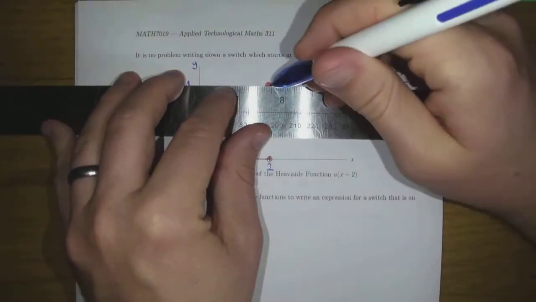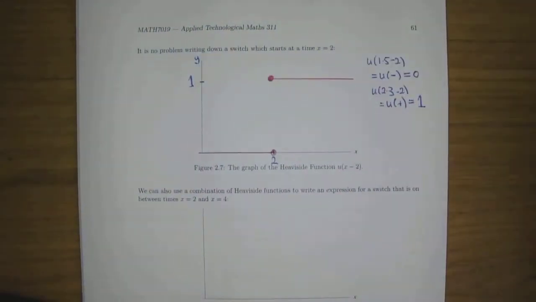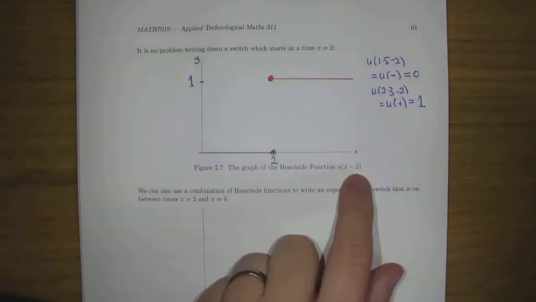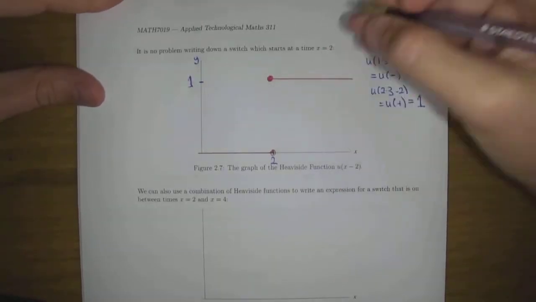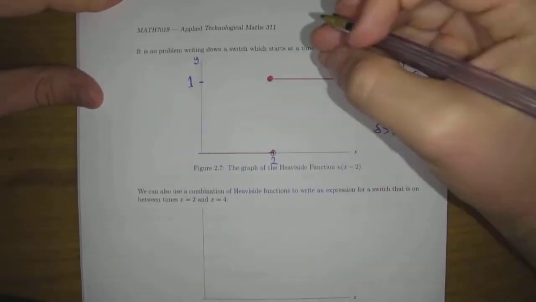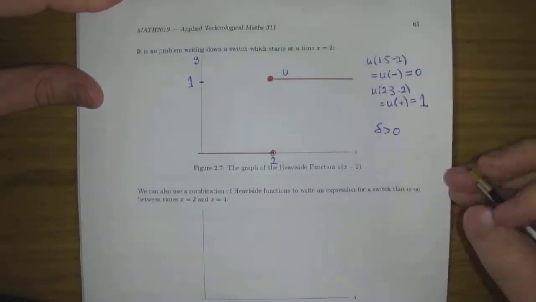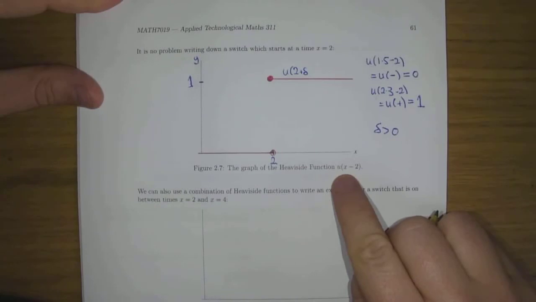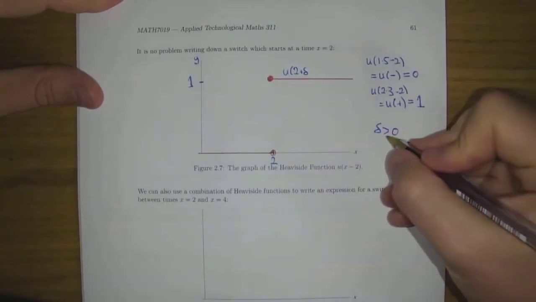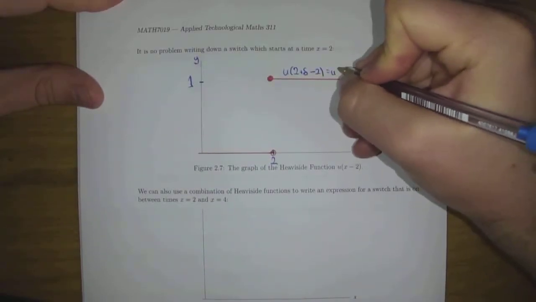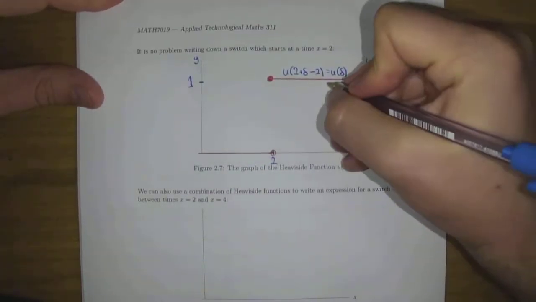So if you want a switch that turns on at 2, you do u of x minus 2. Now you might be tempted to think that it should be plus 2, but here we've argued that it's not. So say delta was some positive number, and I put in x equal to 2 plus delta, possibly 0 actually. Then you do the minus 2, you get u of delta, and u of a positive number gives you 1.